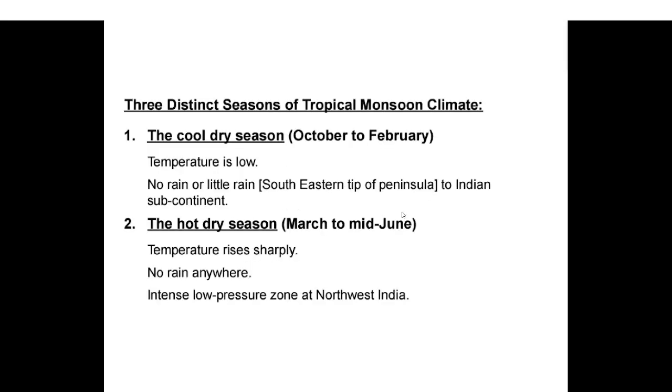Three distinct seasons of the tropical monsoon climate. The cool dry season, October to February: temperature is low, with no rain or little rain, except the southeastern tip of the peninsula of the Indian subcontinent. The hot dry season from March to mid-June: temperature rises sharply, no rain anywhere, and an intense low pressure zone forms at northwest India.